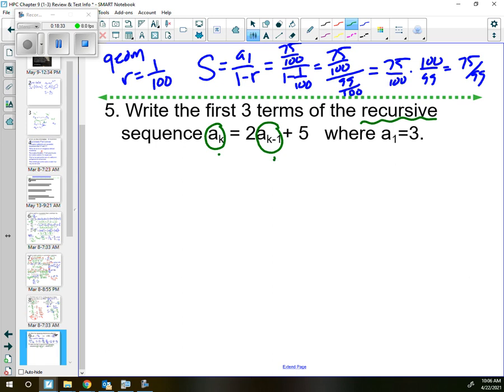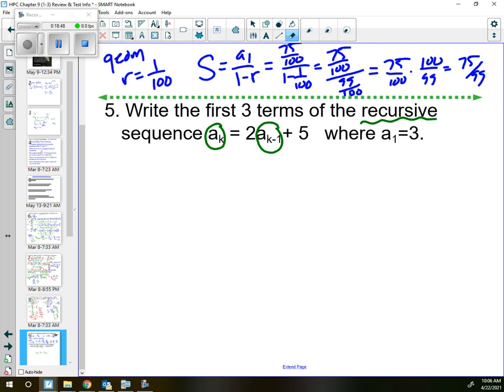Well, this term is 1 before that one, right? If I was going to write out the list, a sub k minus 1 would come right before a sub k. What would come next? A sub k plus 1, and so on. So if I'm trying to get the next term, I'm using the previous term.